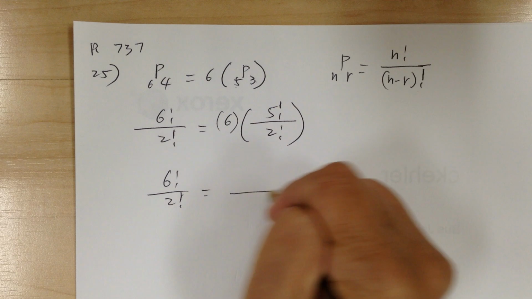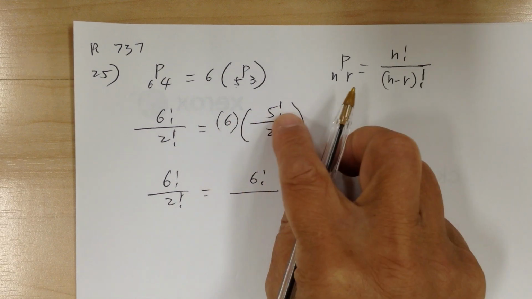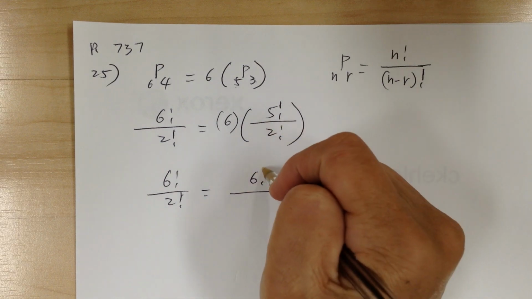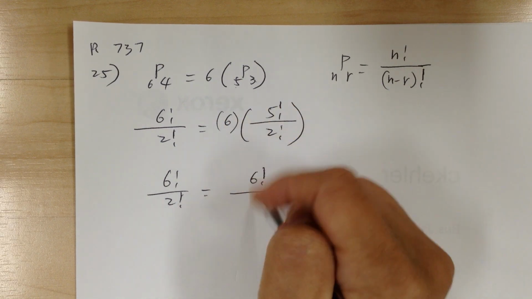6 times 5 factorial is equal to 6 factorial, right? Because 5 factorial is 5, 4, 3, 2, 1. So 6, 5, 4, 3, 2, 1 is 6 factorial. So again, this times that equals that.